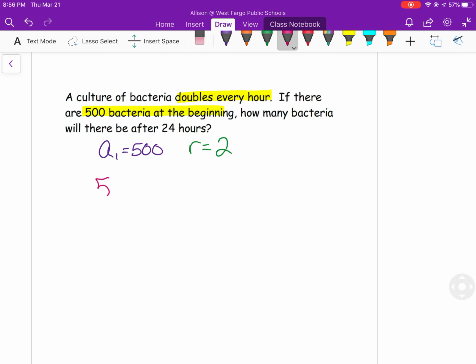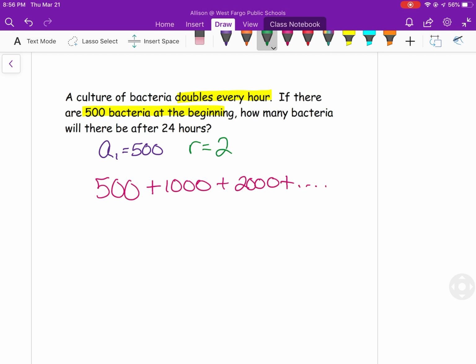So our series will look something like this. The first term is 500, then it doubles, so the next term is 1,000. So after 1 hour, there's 1,500 bacteria. Then that doubles again, and now we have 3,500 bacteria after the third hour. And so I want to know how many after 24 hours. It'd be very tedious to continue adding this up.